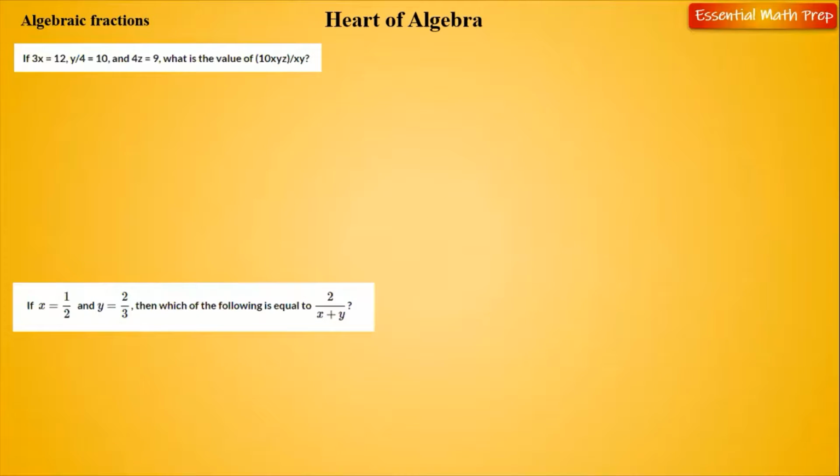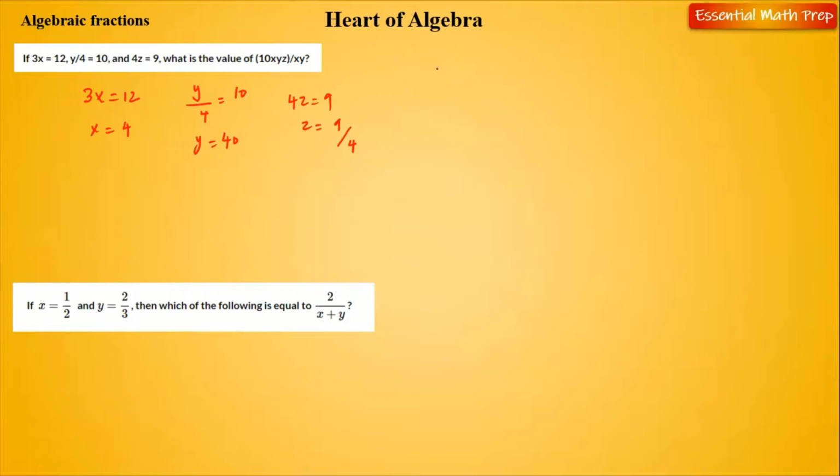If 3x equals 12, y over 4 equals 10, 4z equals 9, what's the value of 10xyz over xy? Okay. What we can do is simplify the x even further. We have 3x equals 12, so we know x equals 4. y over 4 equals 10, so y equals 40, right? 4z equals 9, so z equals 9 over 4, right?